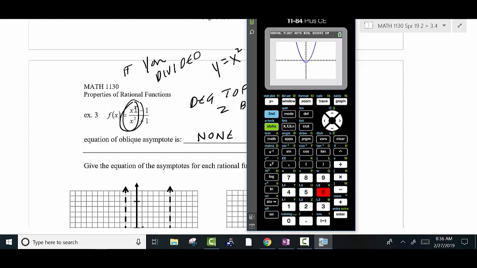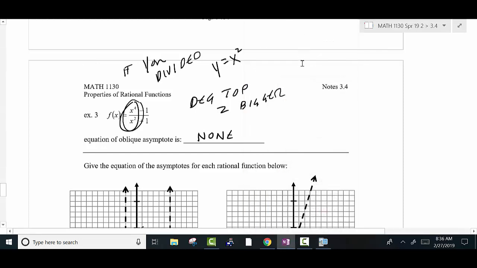If it was 3 bigger, what would happen? It'd be a cubic that would act as an asymptote. That's the idea. Now, we're not going to deal with that very often. That's just something I want to show you. So that one would not have an oblique asymptote.